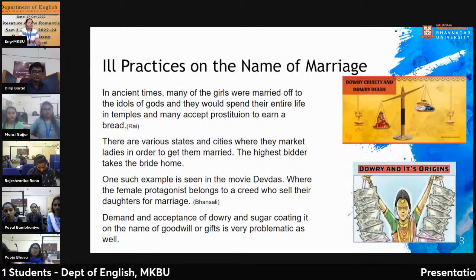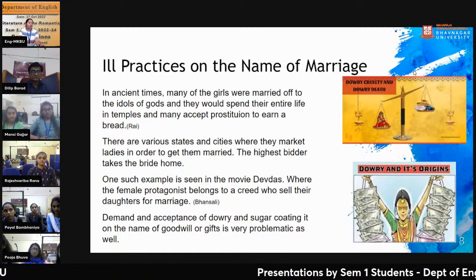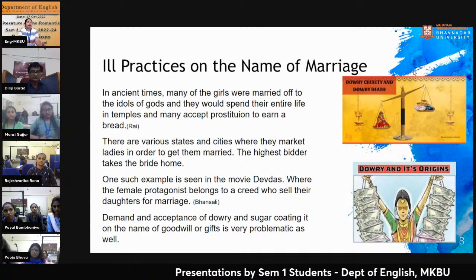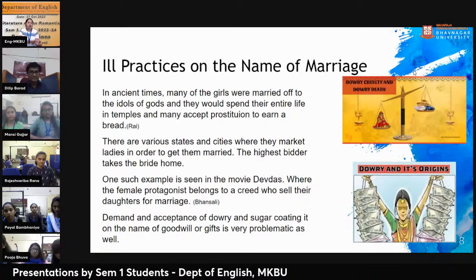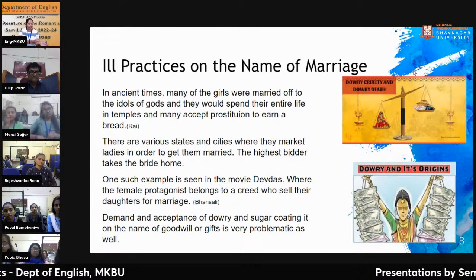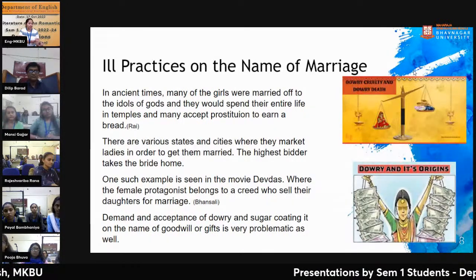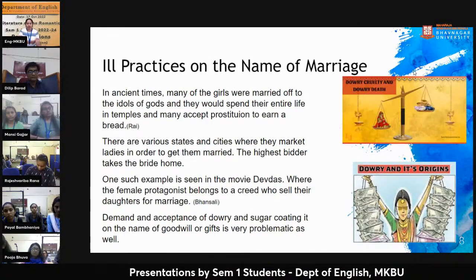One such example is also seen in the movie Devdas, where the female protagonist belongs to a creed who sells their daughters for marriage. There is this dialogue in the movie that if someone comes and asks for the hand of Paro, we don't have a shortage of men. We will have the highest bid for the girl in our society.